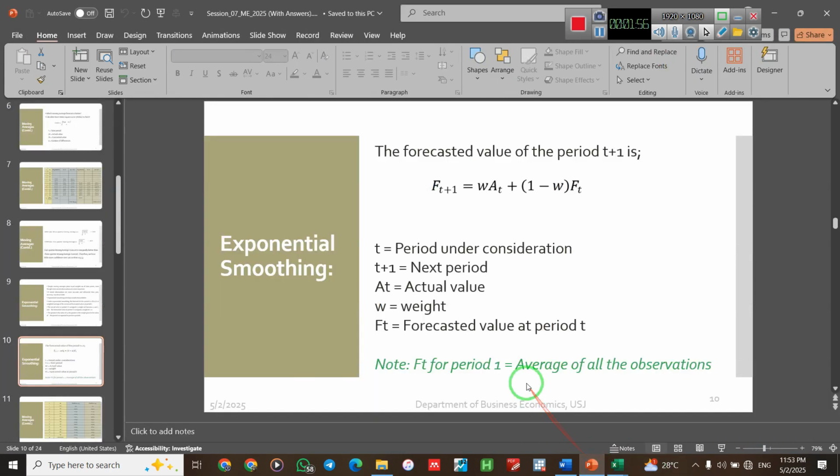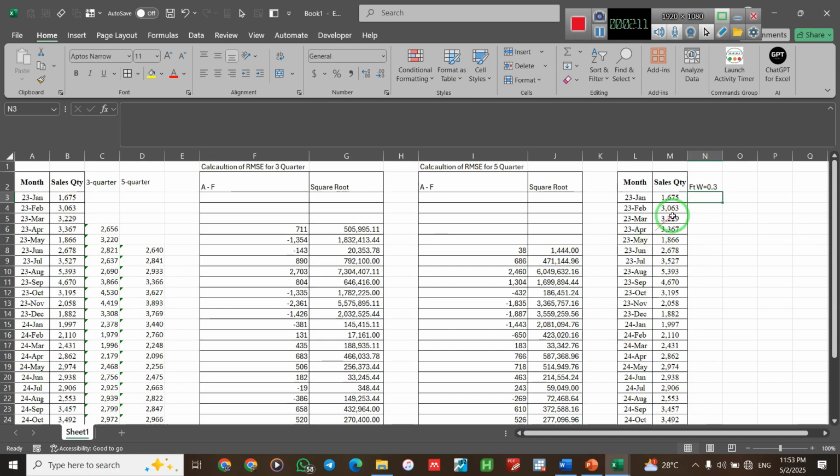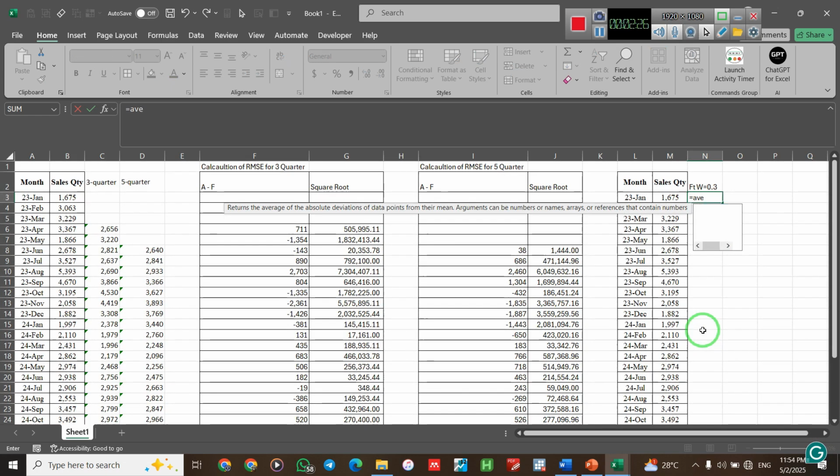In your slide it says that the forecast for the first period is the average of all the observations. That means if you want to forecast the value for this January, what you have to do is take the average of all these observations. So what you have to simply do is type AVER and then you can come up with AVERAGE, or you can double click it here, or you can press the tab button on your keyboard, then select the area that you want.